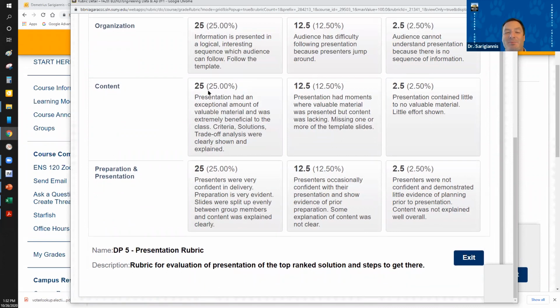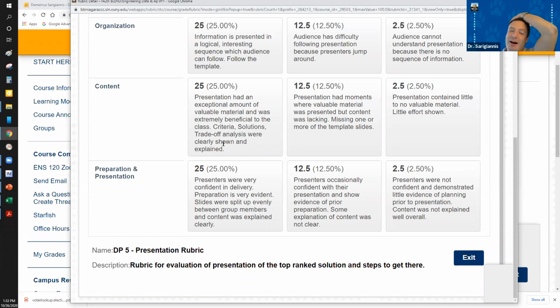These are not like math where you can grade exactly the right answer. These are more about: do you have valuable material? Are you presenting the material well? Is the content valuable? Do you have the content there? If you skip over your criteria and weighting completely and don't discuss it until you actually get to ranking your solutions, that's missing some of the material.